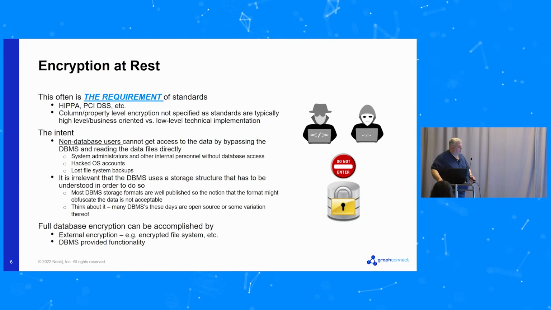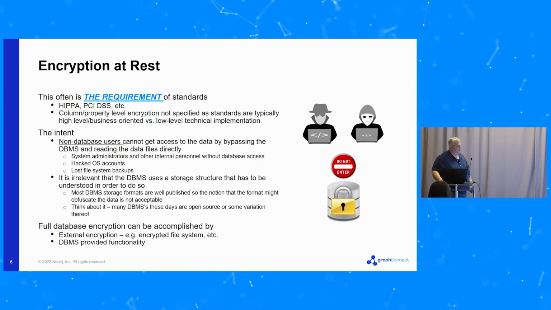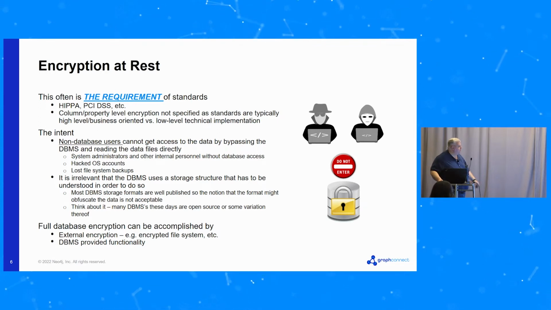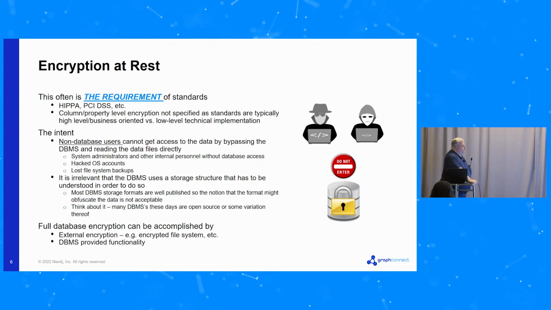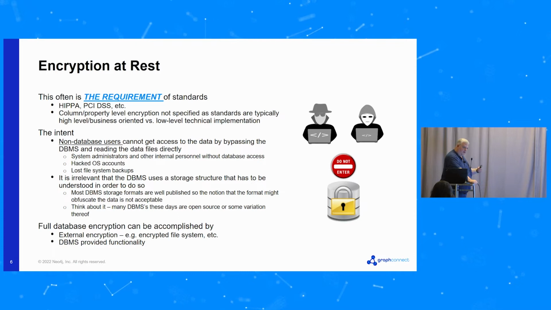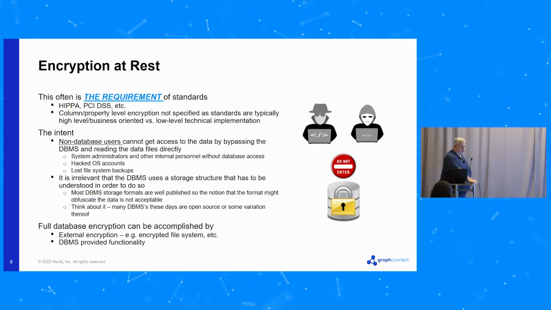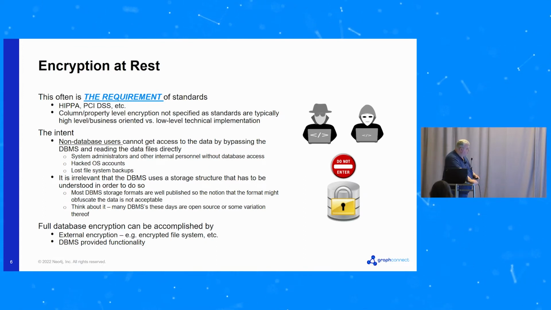All right, encryption at rest. This often is the requirement of standards, all of them out there. But generally, because they address encryption from a higher level, they don't really get down to the property level so much. The intent is that people that just get access to the system can't just read the raw files and go off and hack the data. People say, well, yeah, my database scrambles it. No, it doesn't. Most databases now are open source. You can go read the source code to figure out how they scramble the data or the data structures, and you can get it pretty easily, okay? And so full database encryption can often be accomplished by external encryption, including encrypted file systems. That's the worst case, but it works, okay?